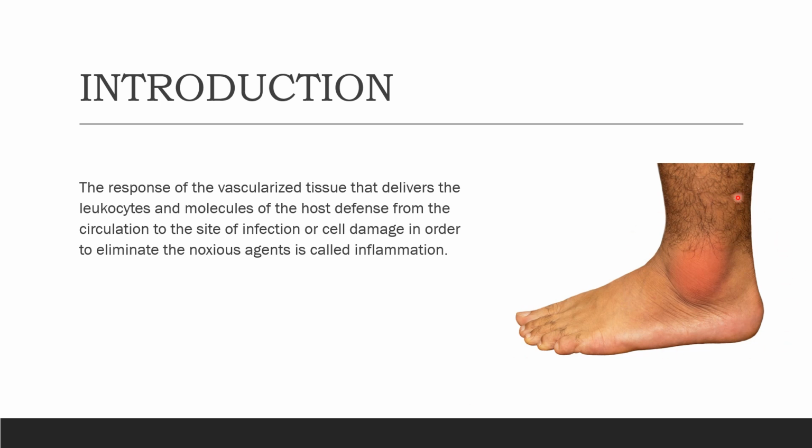If you see this picture over here, you can see a reddish sort of edema or rash formation. This is an example of inflammation. What happens over here is when our skin, our body gets exposed to agents that the body doesn't recognize, the vascular tissue responds to it and delivers leukocytes and molecules of the host defense from the circulation to the site of infection or cell damage. Why? Because they don't want this noxious agent, or the harmful agent, to enter the body. They want to eliminate it then and there itself. So this inflammation process occurs.